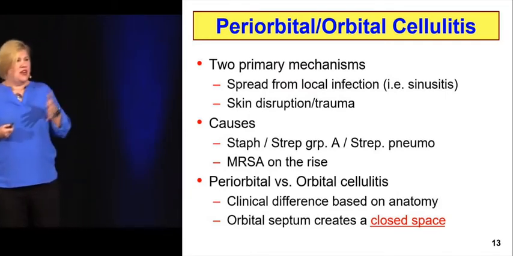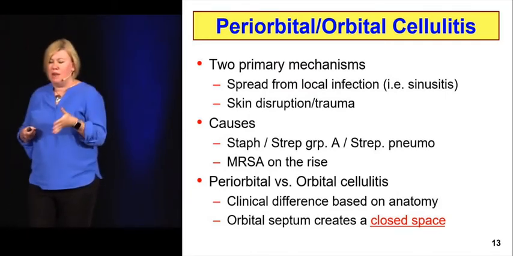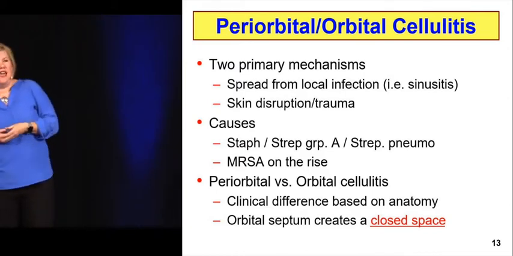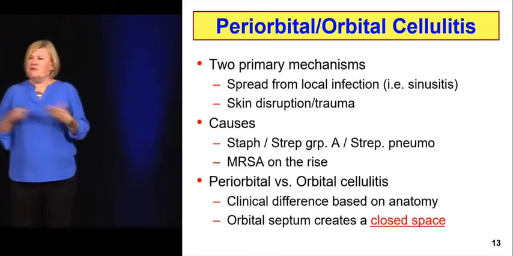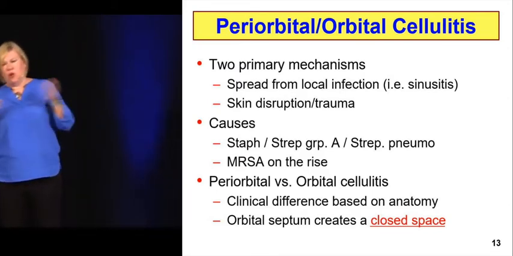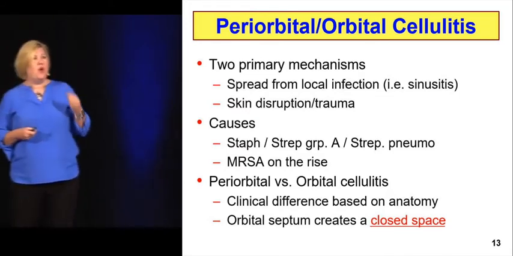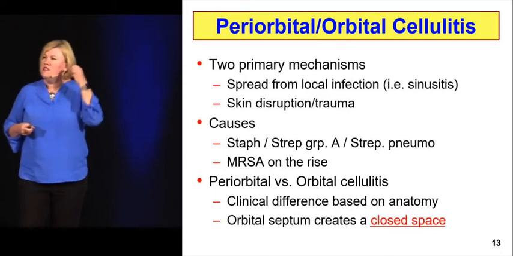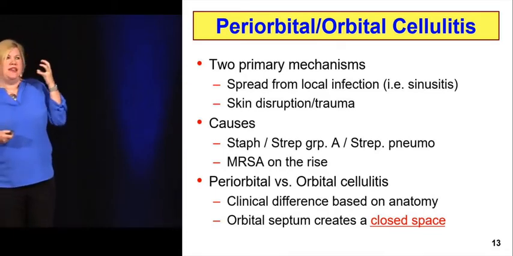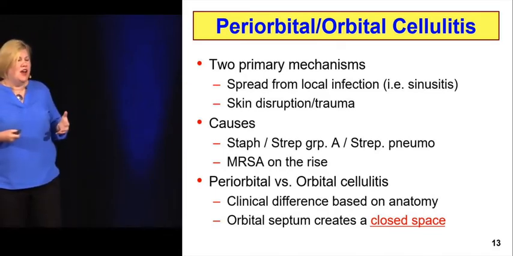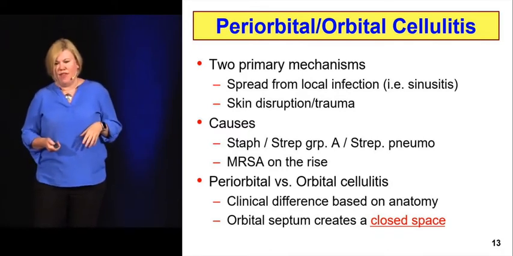It's the usual skin organisms. It can be staph, it can be strep. We are seeing a little more MRSA in this category as well. And the difference between periorbital and orbital cellulitis is really based on the anatomy, because we have this orbital septum, and that orbital septum creates a closed space in the back of the eye to really protect all of those vital structures that we have there.